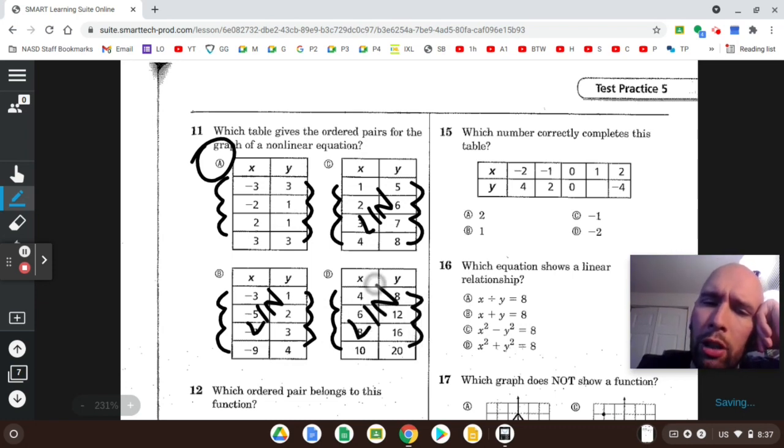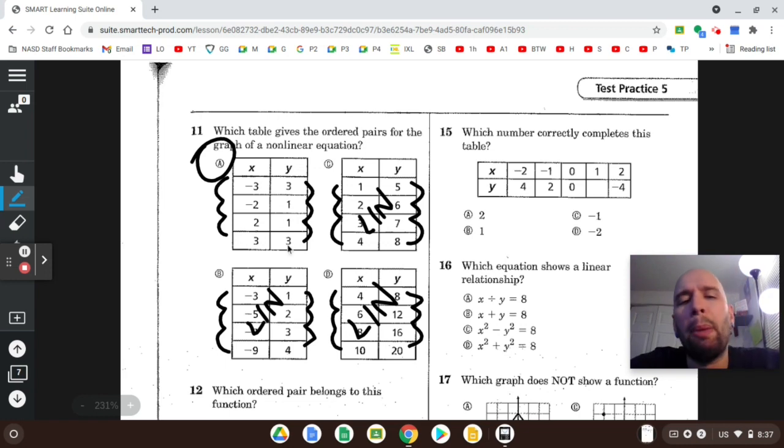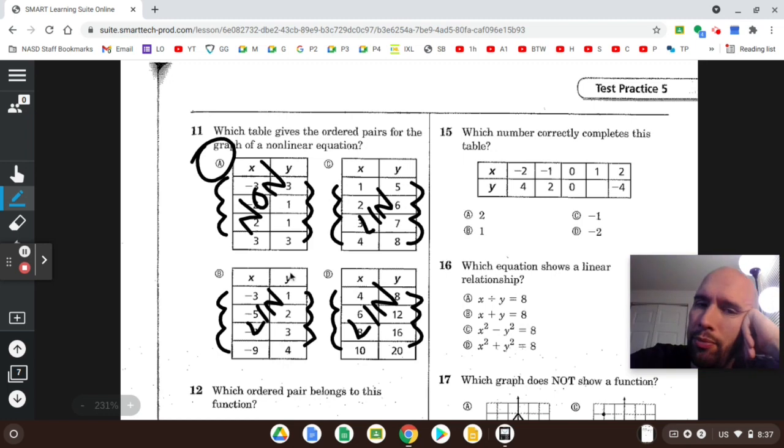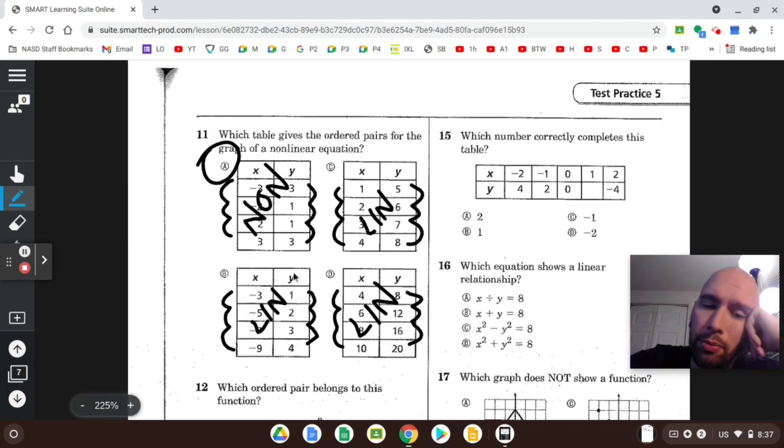That's linear. So the reason why it's A is nonlinear doesn't follow a pattern. This is up 1, skip a bunch, up 1. This is down 2, stay the same, up 2. That's not a pattern. So A is the nonlinear one because it doesn't follow a pattern. Linear means line, and a line is a pattern.